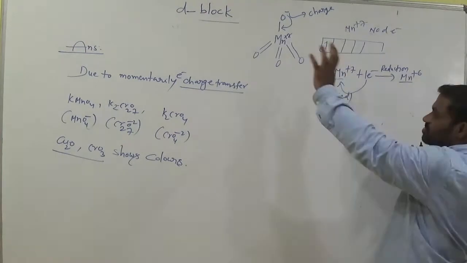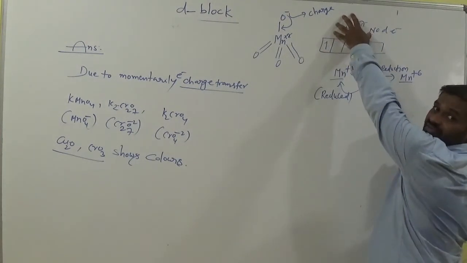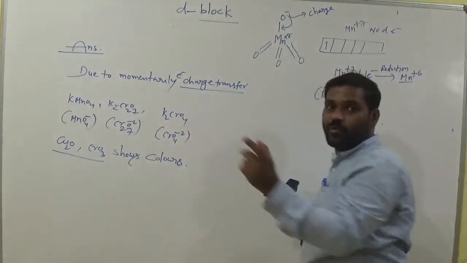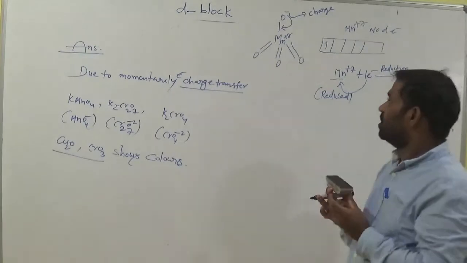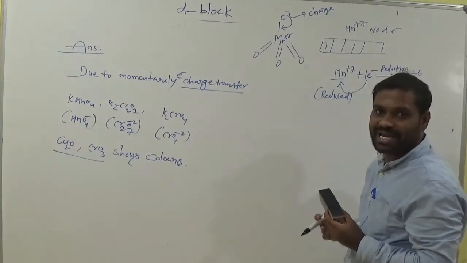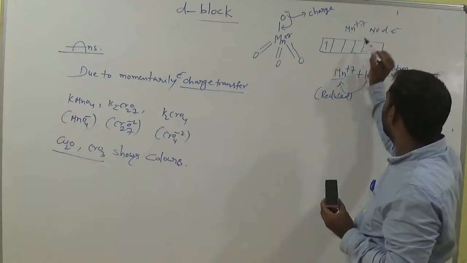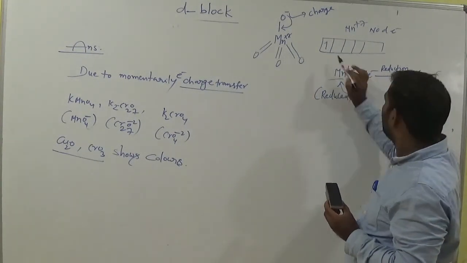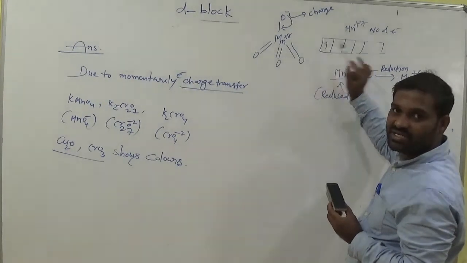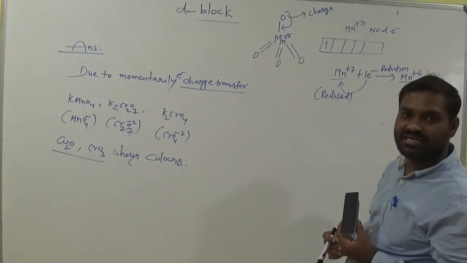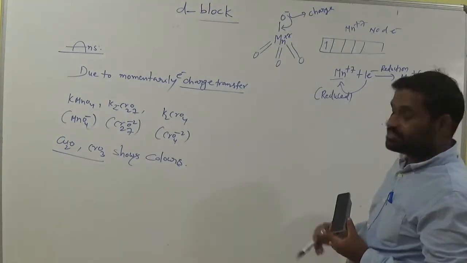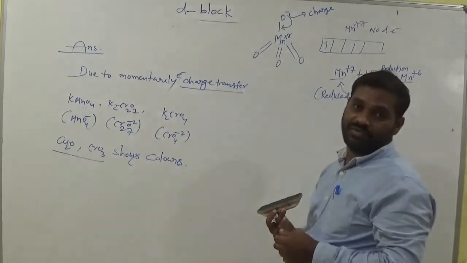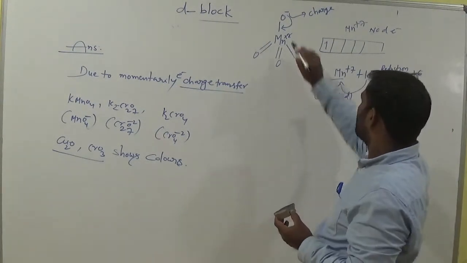Clear, students? Initially, when Mn plus 7 exists alone, it is colorless. But in KMnO4 it shows purple color. What is the reason? Due to charge transfer to the central metal ion Mn plus 7. It gains 1 electron from oxygen and becomes Mn plus 6. That electron enters into d. This is the reason why Mn plus 7 shows color in KMnO4. Purple in color, charge transfer.